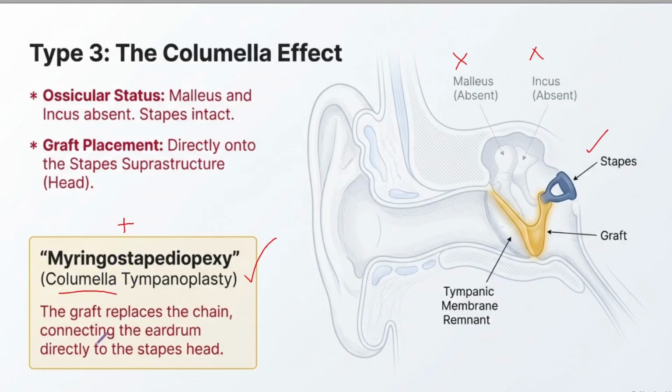Wait a second. So by removing the broken malleus and incus and connecting the drum directly to the stapes, are we technically turning the human ear into a bird ear? Structurally, yeah. We are reverting to a simpler single column system. It's less sophisticated, you lose that amplification power.